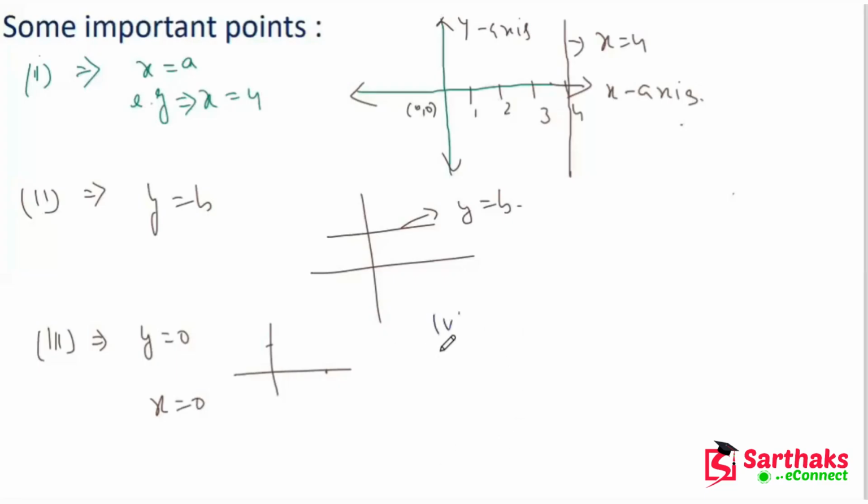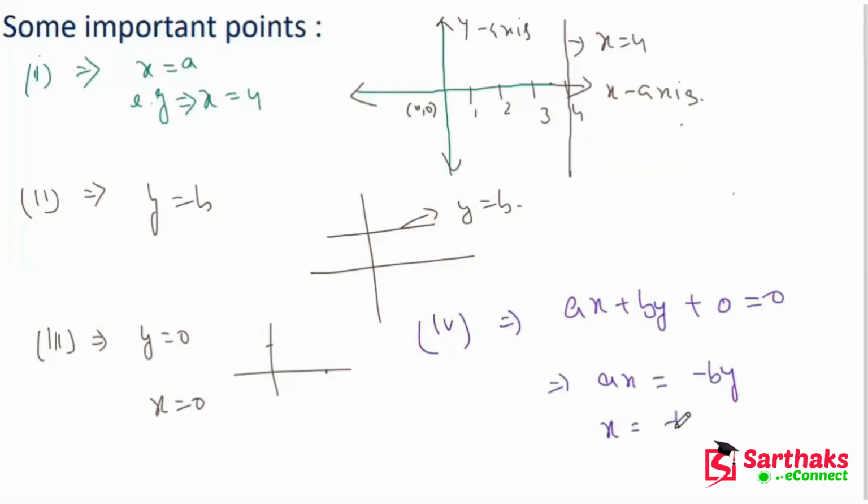Let's suppose we have ax plus by plus c is 0, where the constant term is 0, then we have a graph like this. ax is equal to minus by, and x is equal to minus b by a into y, which always goes through the origin like this, like this, like this. Okay, so I hope you get this point.